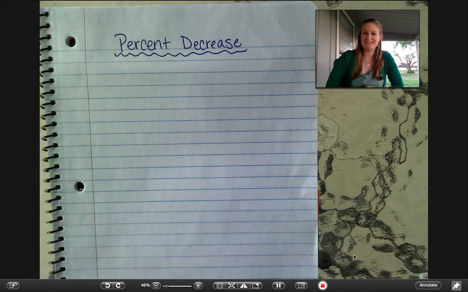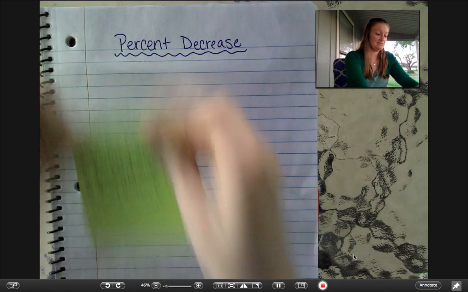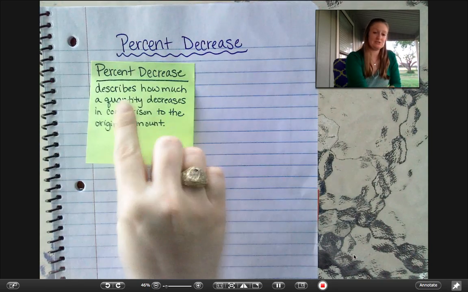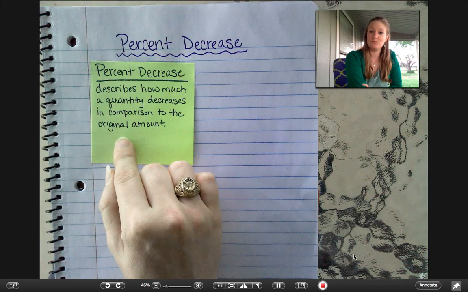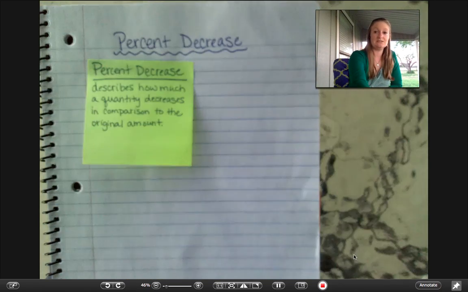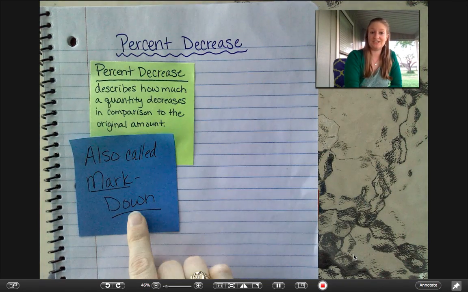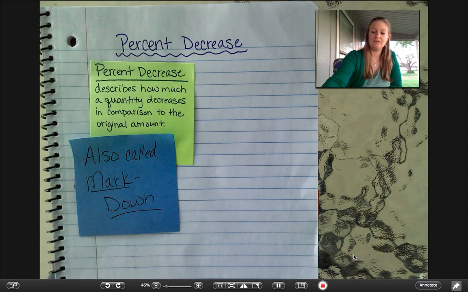Today we're talking about percent decrease. Percent decrease is very similar to percent increase, okay? So percent decrease describes how much a quantity decreases in comparison to the original amount. It is also called markdown, okay?